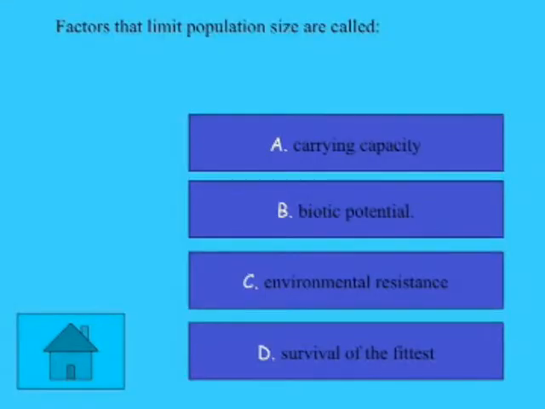All right, populations for 400 points. Factors that limit population size are called A, carrying capacity, B, biotic potential, C, environmental resistance, or D, survival of the fittest. Environmental resistance.